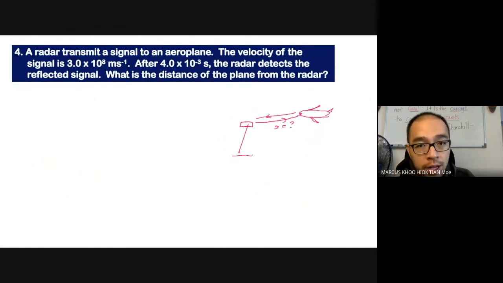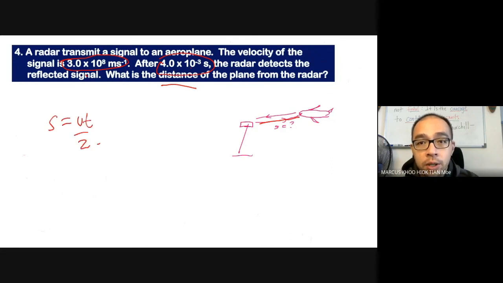One last one. Radar, the same thing as the one with the sonar. You have an airplane and a control tower. A radar transmits a signal to an aeroplane. The velocity of the signal is 3 times 10 to the power of 8 meters per second. After 4 times 10 to the power of negative 3 seconds, so all the units are pretty set, the radar detects the reflected signal. What is the distance? Again, S equals Vt over 2. Can I have Vivian for this, please? Careful with all this 10 to the power of negative 3. Make sure you calculate properly. Everybody also calculate, but I want Vivian to give me the answer.